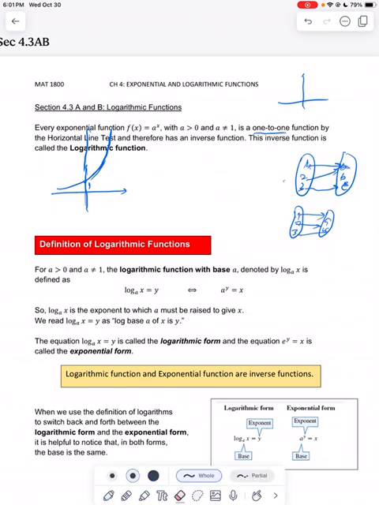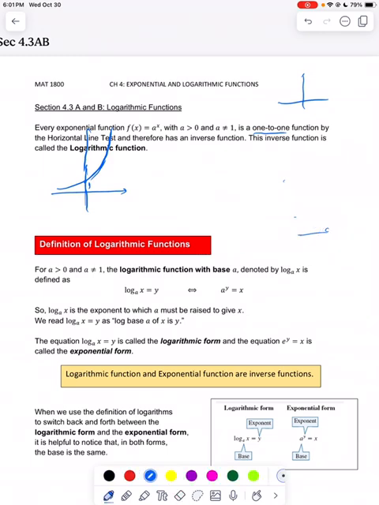So now we define the log function to be the inverse function of the exponential function. If you recall, the graphs of inverse functions are the reflection of the function about the line y is equal to x. So again, let's draw this. Let's put a 1 here and a 1 here. The exponential function looks like this. Now the line y is equal to x will go like that.